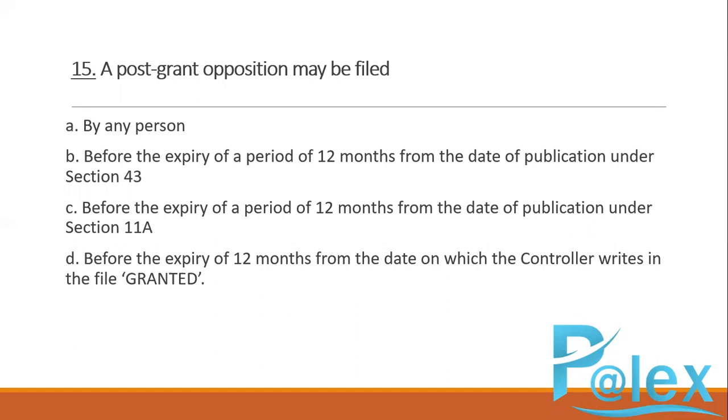That's a wrong answer. Now the confusion is between B and D. Before the expiry of a period of 12 months from date of publication under section 43, which is a grant, or before the expiry of 12 months from the date on which the controller writes in the file granted. But herein we can again eliminate option D. Reason being that a third party may not come to know that this particular patent was granted until and unless it is published in the Gazette. So that Gazette publication works as a basis for post grant opposition.